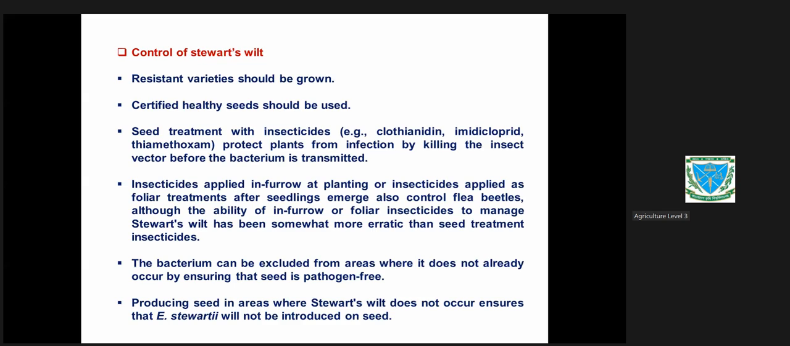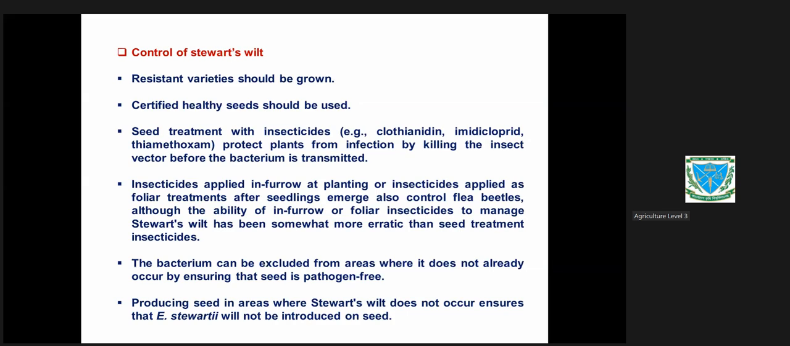In addition, as we know, this pathogen is transmitted by flea beetle. That's why we need to treat the seed with insecticide to protect the plants that rise from the seed or seedlings, so that the vector cannot feed, or if the vector feeds, then it may die. In other words, insecticide applied in-furrow at planting or as foliar treatment after seedling emergence also controls flea beetle. Although the ability of in-furrow or foliar insecticides to manage Stewart's wilt has been somewhat more erratic and confusing than seed treatment insecticides.